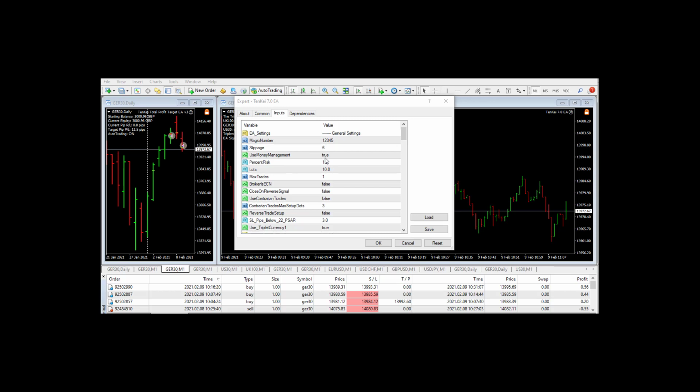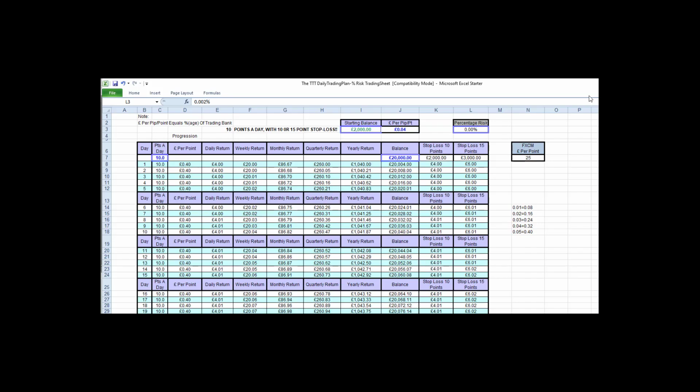But what you also have is this. Something I prepared, or we prepared earlier. This comes with part of the package. We put this together. It's been around for a long time. But say, for instance, let's play around with this. You had a starting balance of £2,000 here.